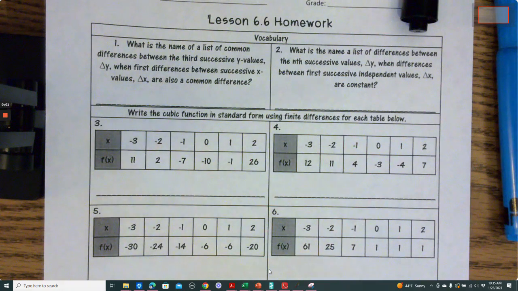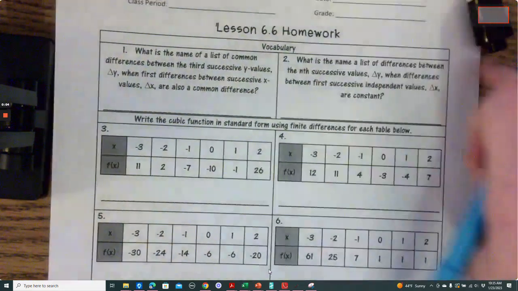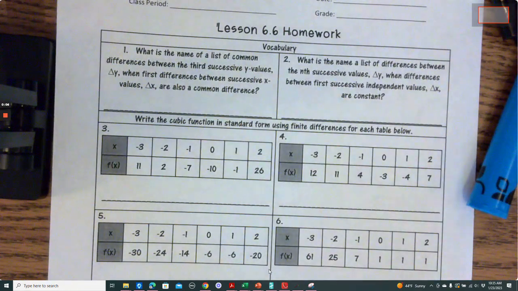This video is for the lesson 6.6 homework. We are writing the cubic function from a table using finite differences.